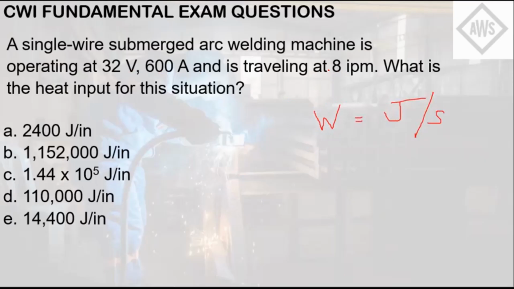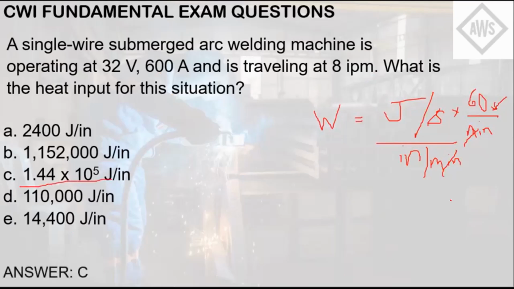So if you divide that by inch per minute, and you basically multiply this by 60 seconds per minute, then you basically have the unit as seconds, you cancel that, minutes, you cancel that. Then you have what remains here, joules per inch. So you will notice that this will yield the right answer. So if you multiply 32 volts times 600 times 60 divided by 8, that will give letter C, 144,000 joules per inch.